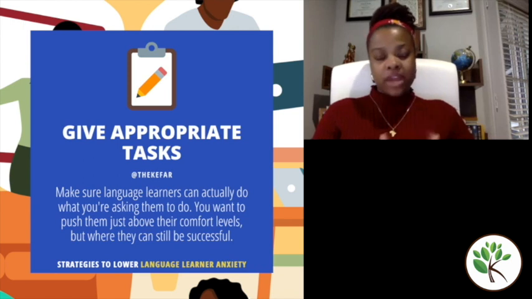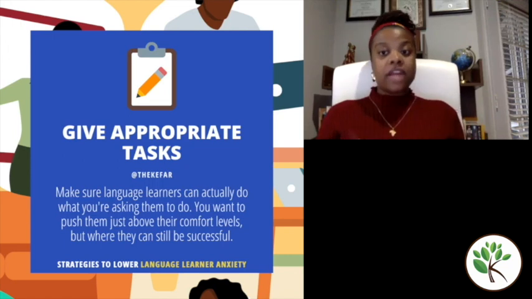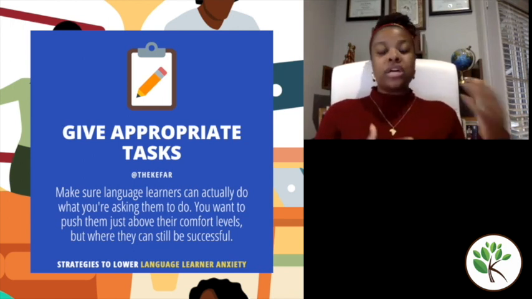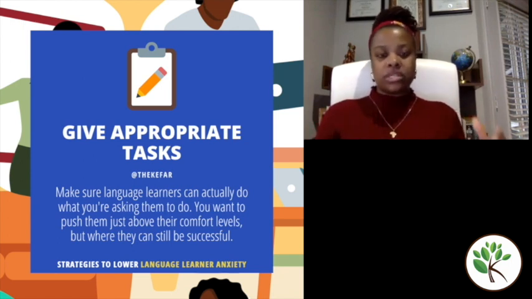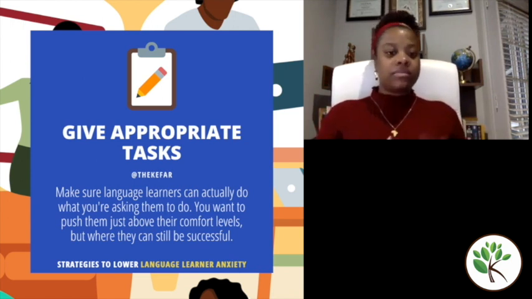And so a third strategy is to make sure that you are giving appropriate tasks, that the things that you are asking of your language learners are things that they can actually do. Otherwise, they end up feeling frustrated, they end up feeling discouraged, and that just raises the anxiety levels, which of course is the opposite of what we want to do. So if you have an exercise or a lesson or whatever it is, and you notice that the student is really struggling, take a moment to pause, dial it back, and see where you need to make the adjustments.